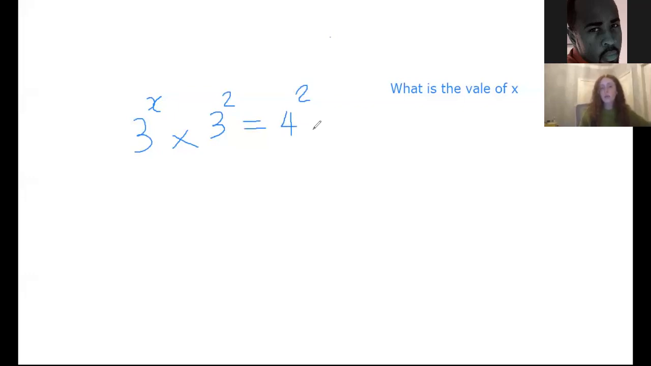Would I possibly multiply the 3 to the x and the 3 squared? So then would it be 3 to the power of x plus 2? Okay, yeah. So you can simplify that. That's 3 to the power of x plus 2. Equal to 4 squared or 16? Would I leave it as squared? Yeah.